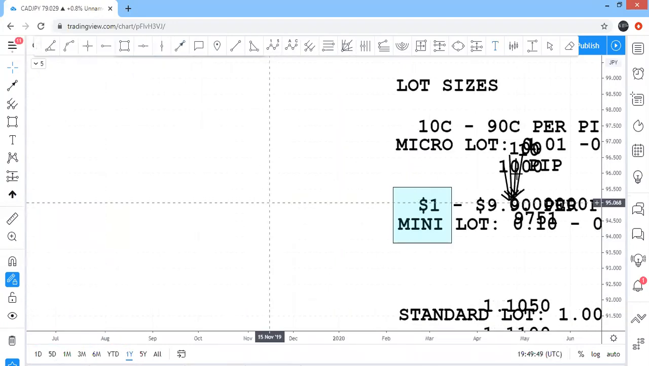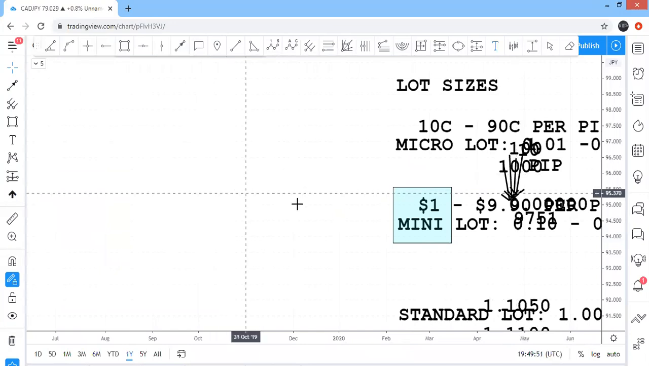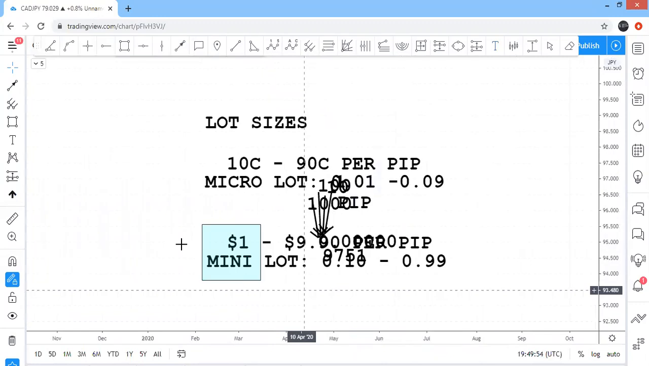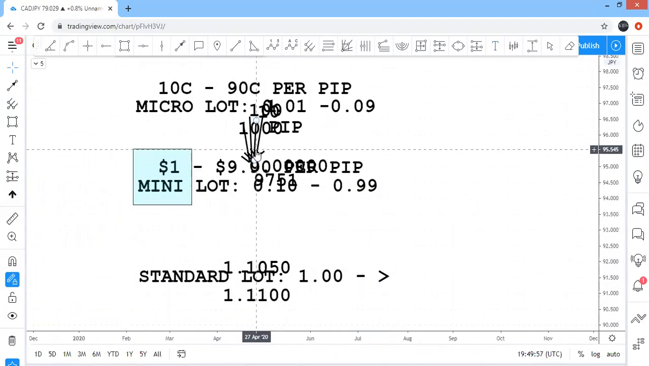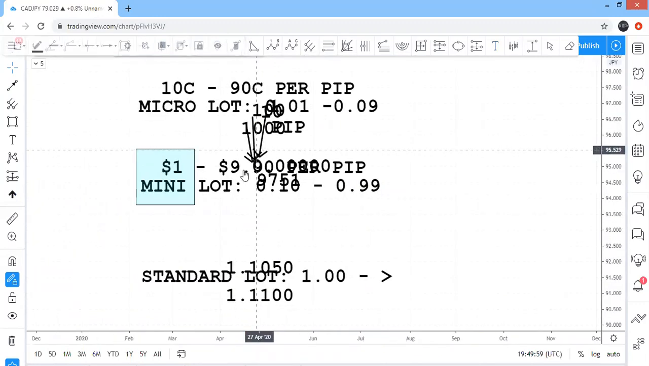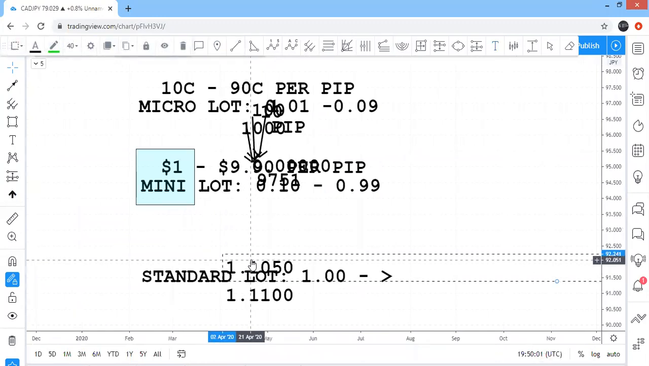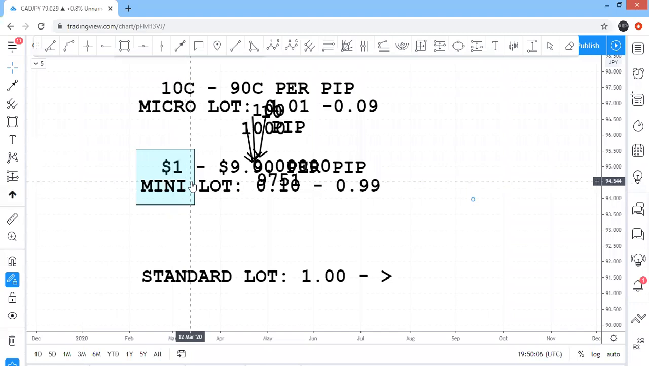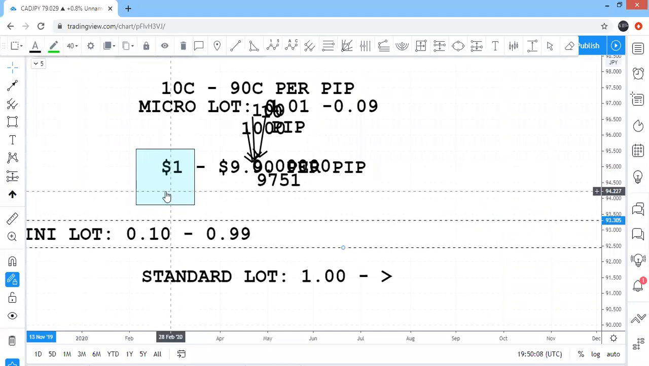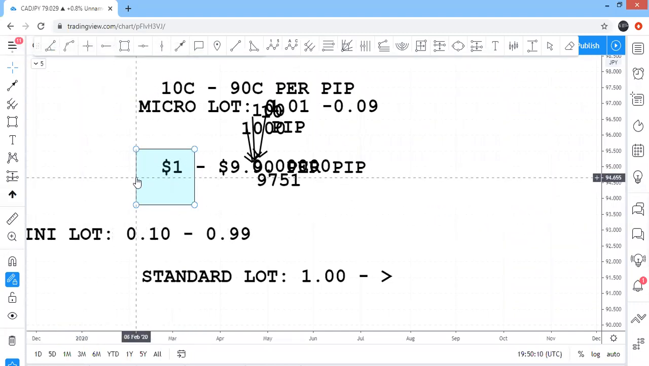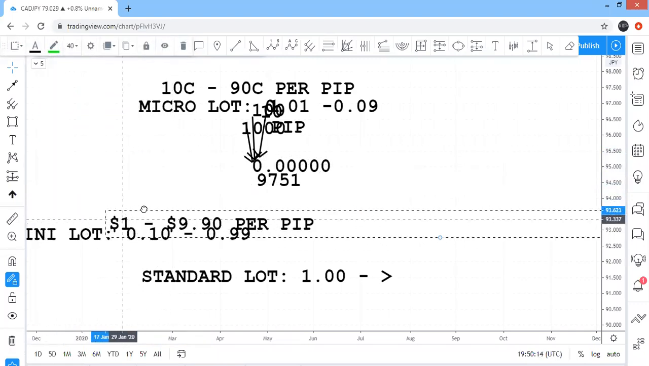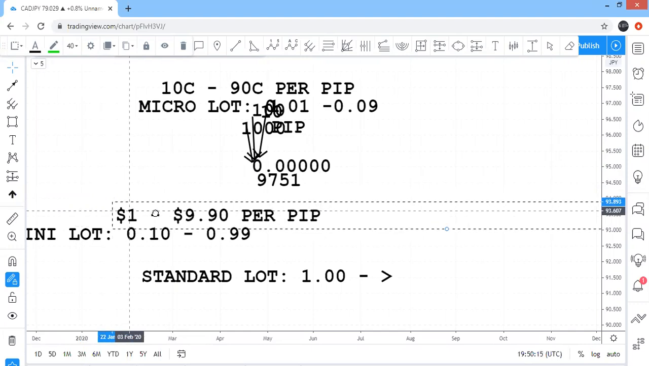Oops, what's happened to my screen? Let me try and get rid of this mess here. Let me just move all this. Sorry, just give me a second, everybody. I don't know what happened to my screen.